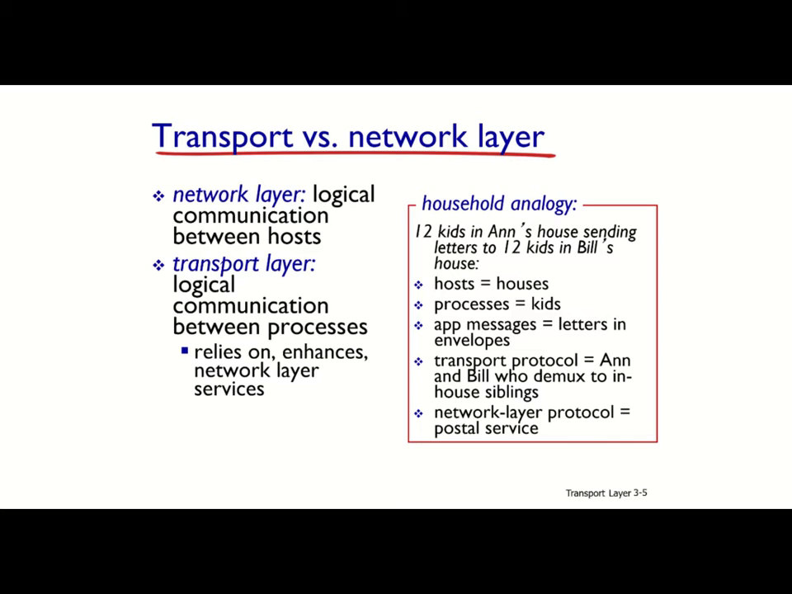A similar service is needed on the sending side. On the sending side, we have 12 processes in one host, and one of them wants to send a message to the receiving side. So we need to have another service in the transport layer that can gather all the letters from all the kids in Anne's house, or all the messages from all the processes in Anne's host, and transfer them to the other side of the network, which is Bill's house, or Bill's host.